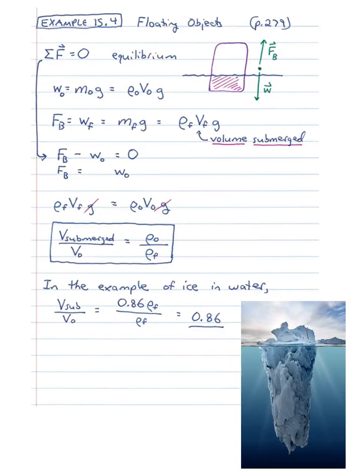Let's now do example 15.4. This question says the average density of a typical Arctic iceberg is 0.86 that of seawater. What fraction of an iceberg's volume is submerged? Archimedes' principle still holds for a floating object. It doesn't have to be submerged.